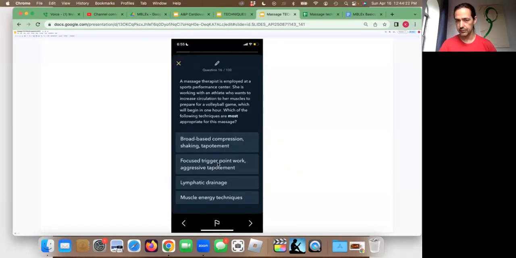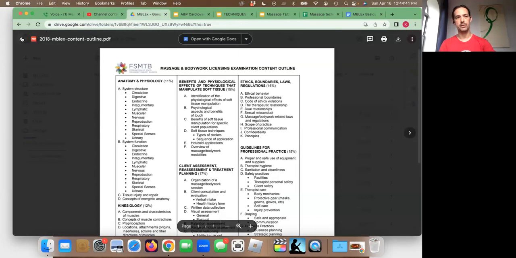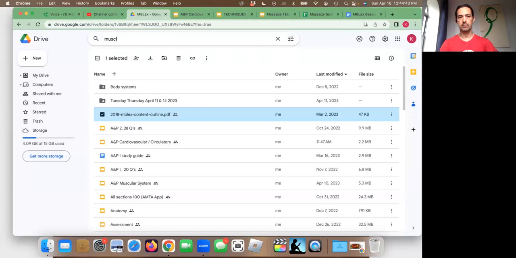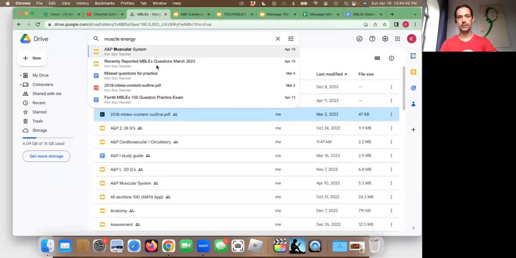I think you understood focused trigger point work and aggressive tapotement probably would be too lengthening and releasing for someone who needs to have active responsive muscles, and make them sore. Lymphatic drainage probably wouldn't be that effective beforehand. Let's see if we can find some specific information on muscle energy techniques. Muscle energy. So there is one.